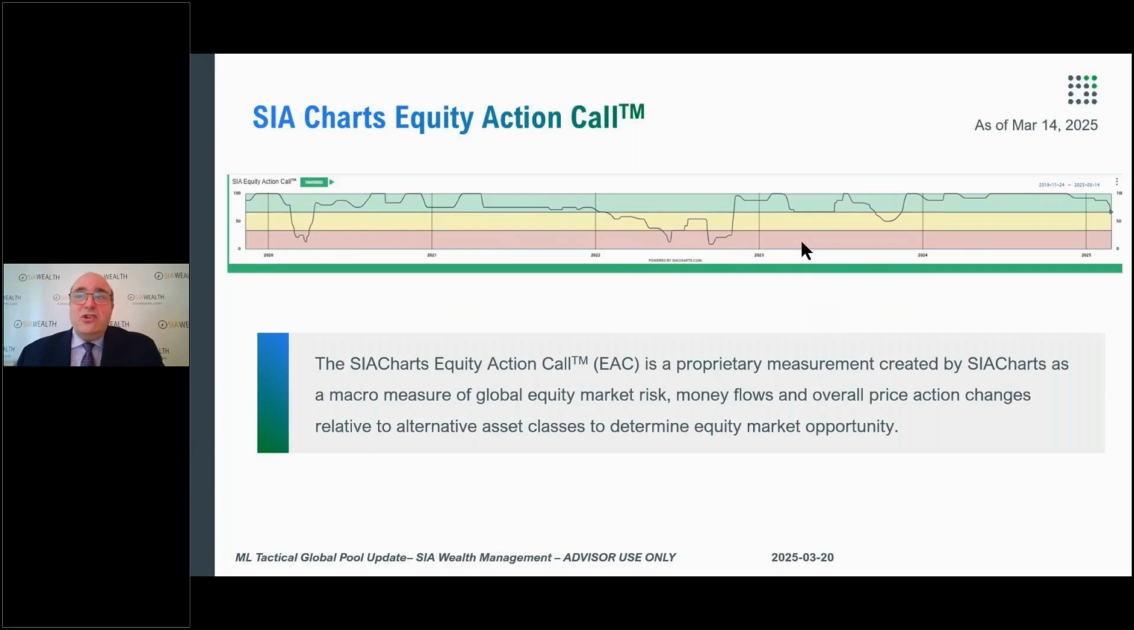Looking at the equity action call, which is a measure from SIA charts of global equity market risk, money flows, and price changes relative to non-equity asset classes, we're seeing that it still remains in the green zone. Equities remain favored, but it's not up at 100 anymore. The equities aren't crushing it anymore. They are starting to weaken a little bit, and so we haven't quite dropped into the neutral zone yet. It is something that we're monitoring every single day. So far equities do remain favored, but as I said, they're not quite as strong as they were.